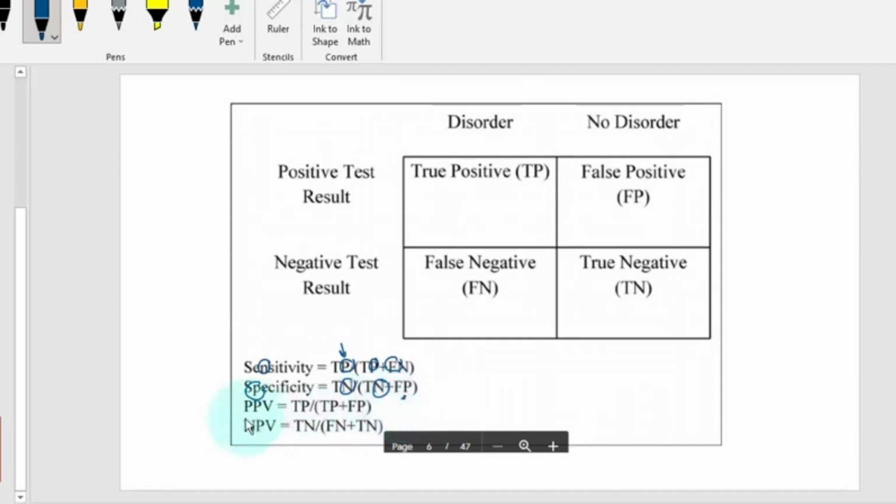Then the formulas of PPV and NPV are very simple. Positive predictive value, all positives. Negative predictive value, all negatives. But true comes out of the bracket. True is always out of the bracket. That's how you will memorize the formulas.